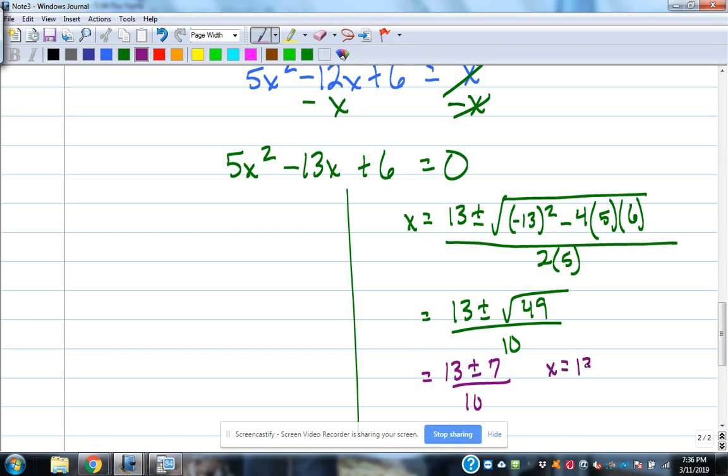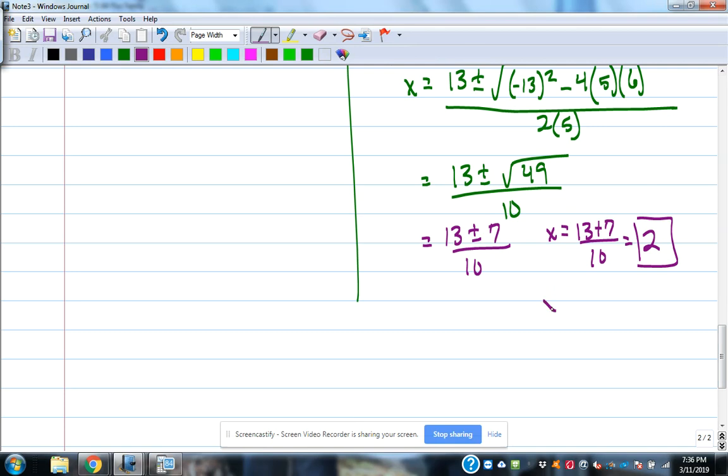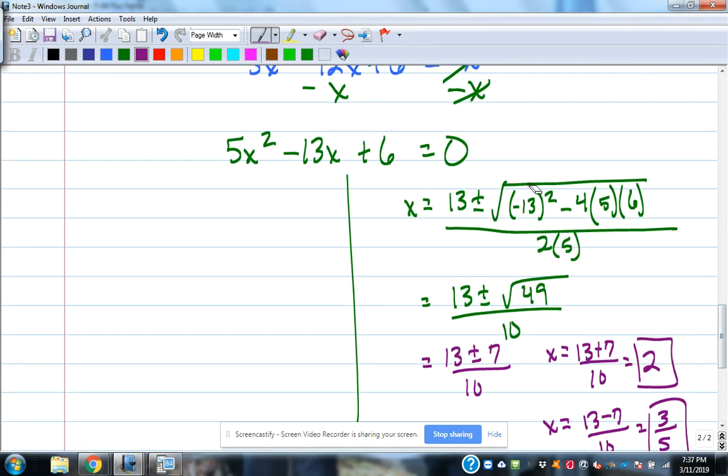So I got two answers. 13 plus 7 over 10. My brain is already doing that one. That's 2. That's one answer. And then 13 minus 7 over 10, which would be 3 over 5, because that's 6 over 10. Just 3 over 5. By doing this stuff here, that's where the 49 came from. Do all the stuff that's under there. So 3/5 and 2 are my solutions using quadratic formula.